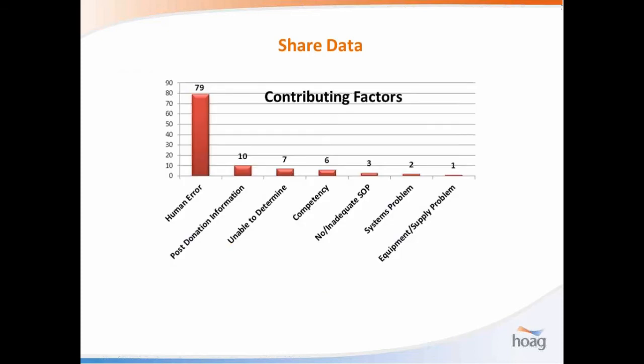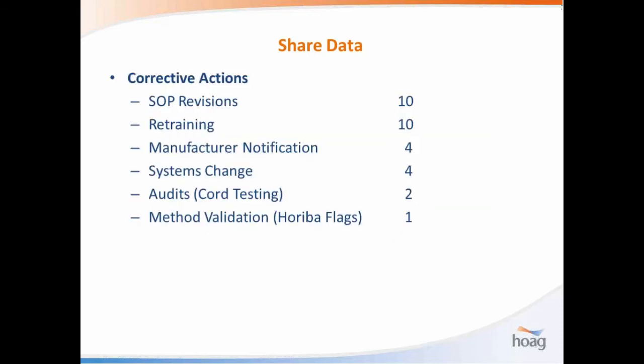When we look at contributing factors, and again, you're not going to know this information real well unless you sit down and talk to the employee, I want to stress that again, but 79 were simple oops. They were simple human errors. We had 10 post-donation information, 7 unable to determine, and 6 times we determined that the employee really did not know what to do, and we did a retraining. 3 inadequate SOPs. We made 2 systems improvements and 1 equipment and supply problem around the blood bags.